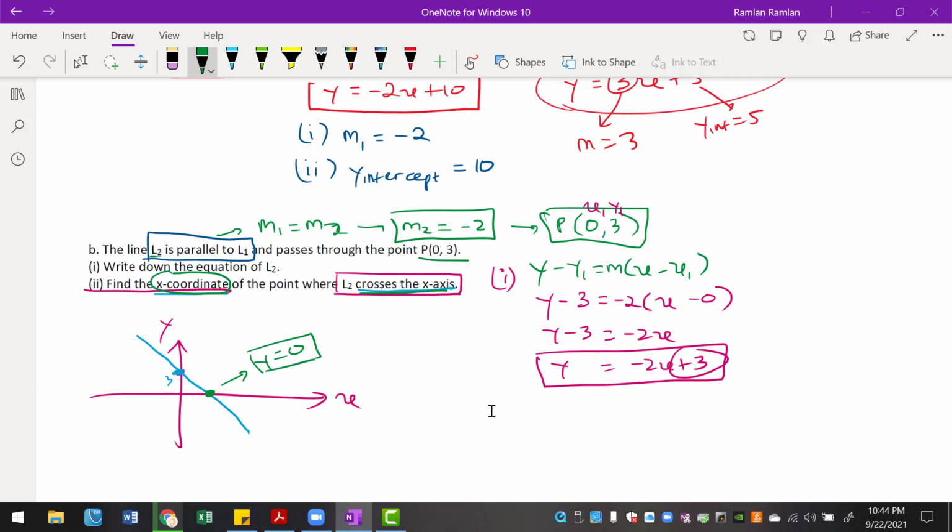Okay, so we have this information, and if you want to find the value of x, you only need to substitute y into this equation, because this is the equation of L2. So let's substitute: y is equal to 0, so 0 equals minus 2x plus 3. Now I'm going to move this term over, so it becomes addition. 0 plus 2x is just 2x, so 2x equals 3. Then I divide both sides by 2, or just move the 2 to the right side and it becomes division. So x equals 3 over 2.